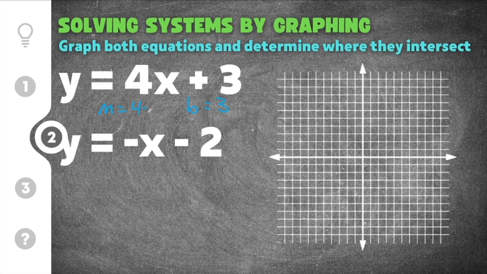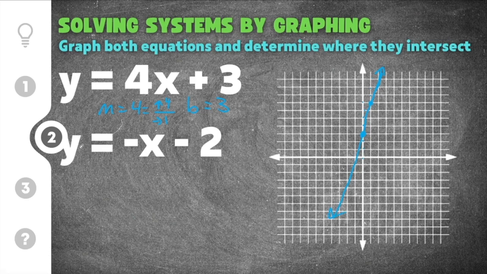Now remember, slope, if it's positive 4, that means you go up 4 and you go over 1. We're going to start at positive 3. So we go 1, 2, 3. There's our positive 3. And then we use the slope to find the next point. So we go up 1, 2, 3, 4 over 1. And then we're going to connect those dots. So there's our first equation.